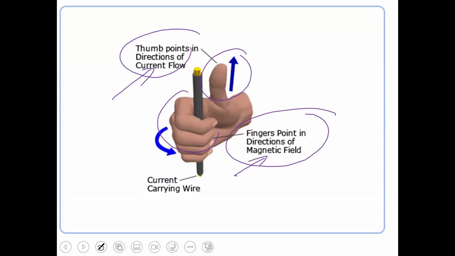Yes, recall it. Very good. Yes. And here, do you recall it? O level. This is the way the thumb shows current, and the folded fingers show the field.